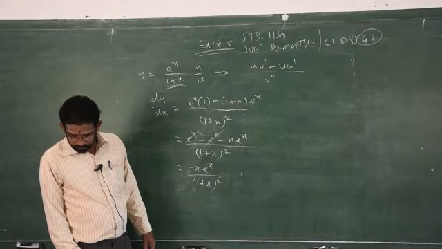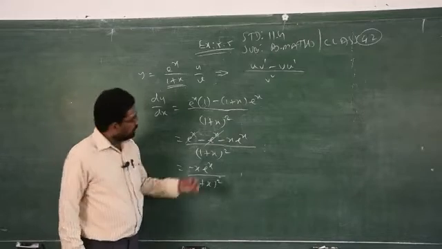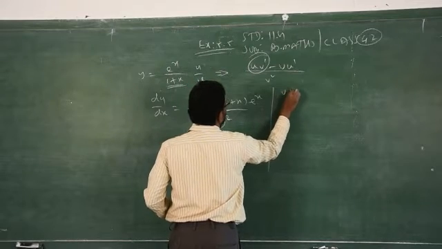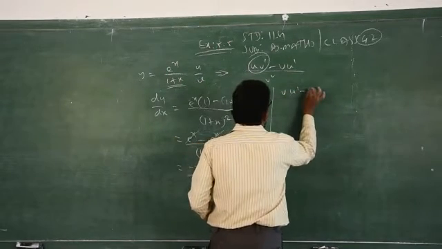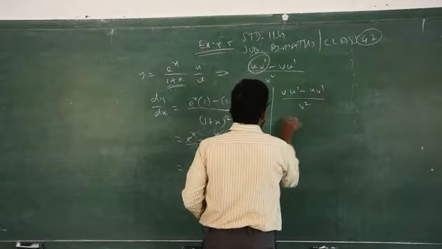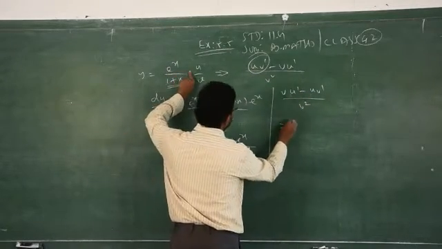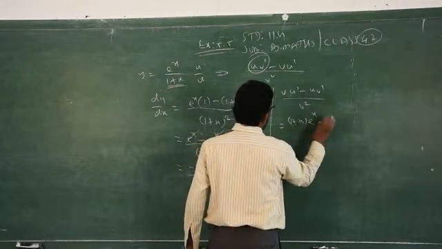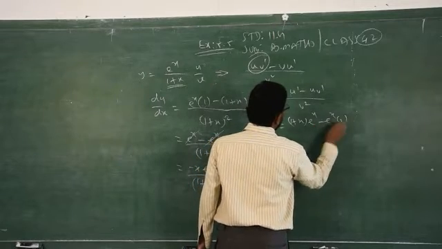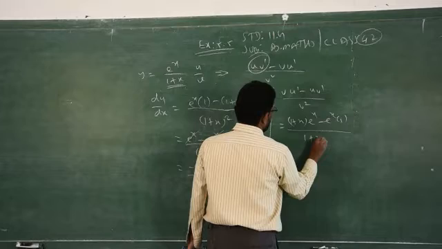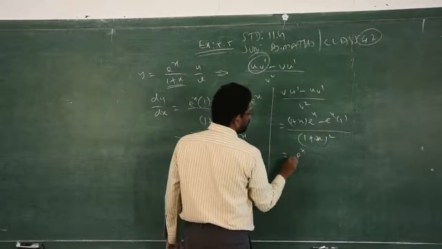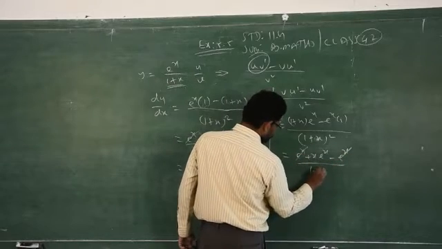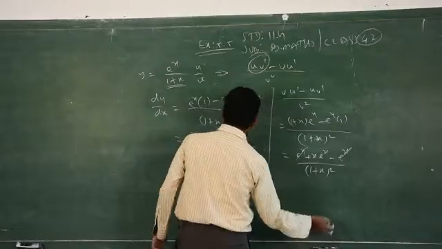In the u by v method, if you interchange, you will get different answers. So v u dash minus u v dash by v square. Based on this, we will see that 1 plus x, u dash stands for e power x minus e power x into 1. Simplified, e power x, x into e power x minus e power x. So this is your answer.